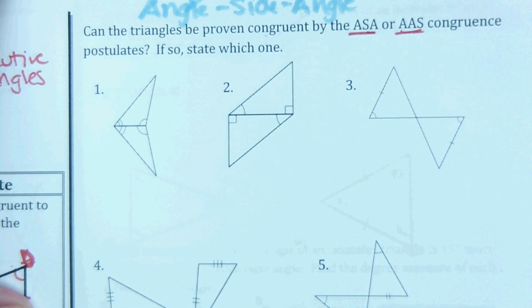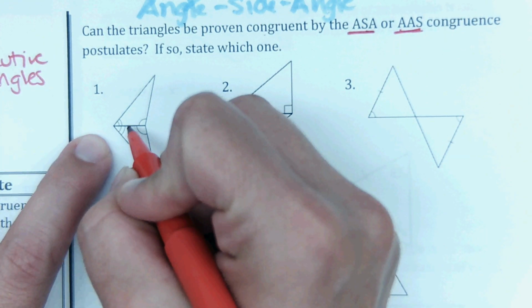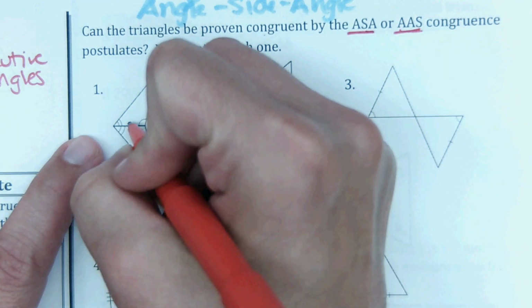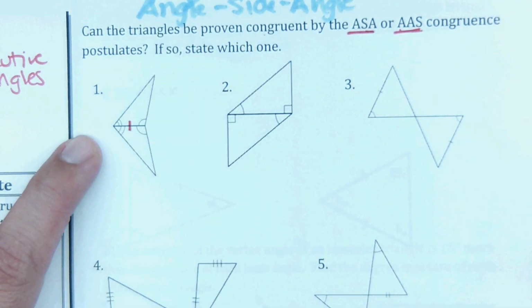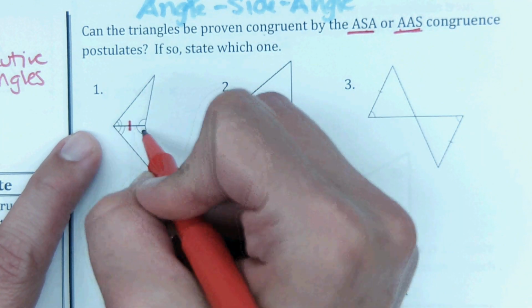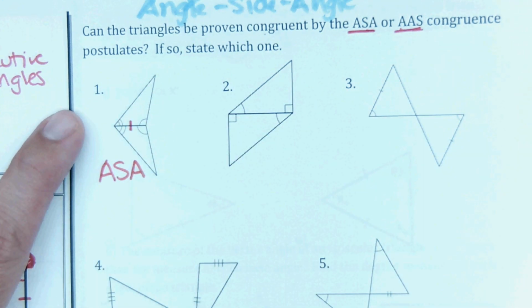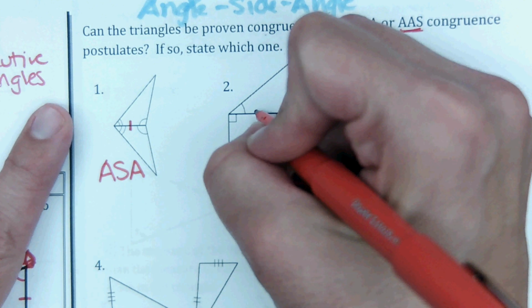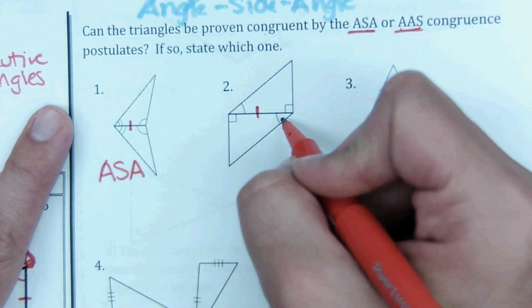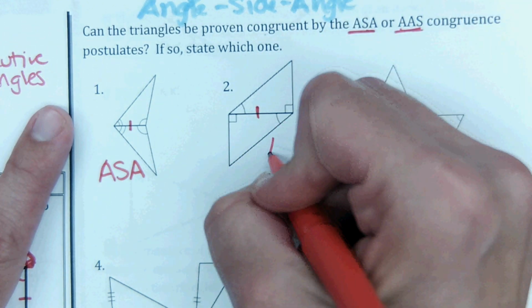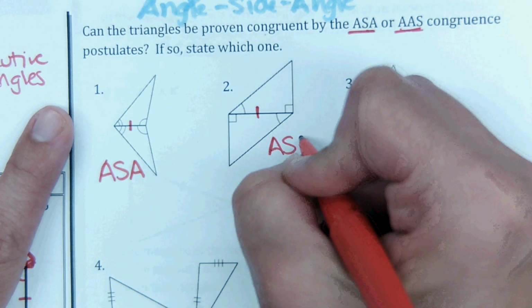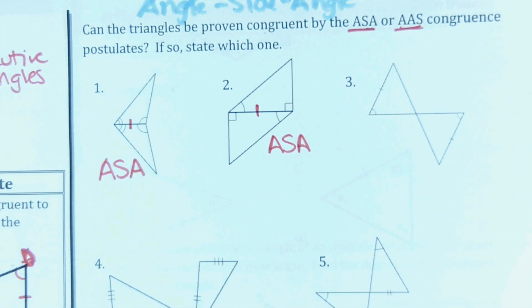Okay, moving in here. Just like we saw in the last examples, if it has a shared side, you know that that side is congruent to itself. So right here, that side is equal to itself. And then in these two triangles, you have angle, side, angle, angle, side, angle. For number 2, it's almost the same exact situation. Angle, side, angle, angle, side, angle. So they are congruent by angle, side, angle.